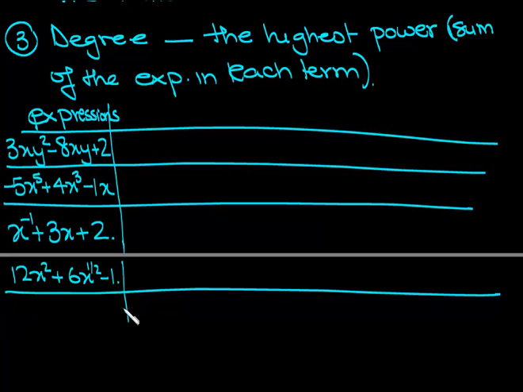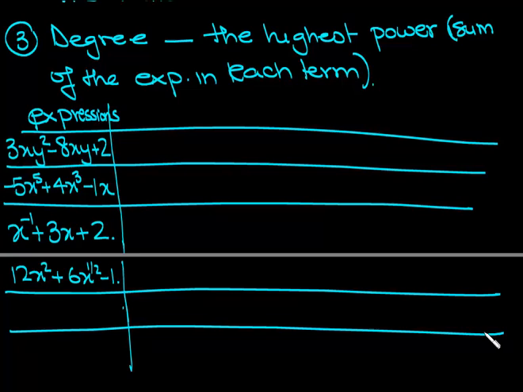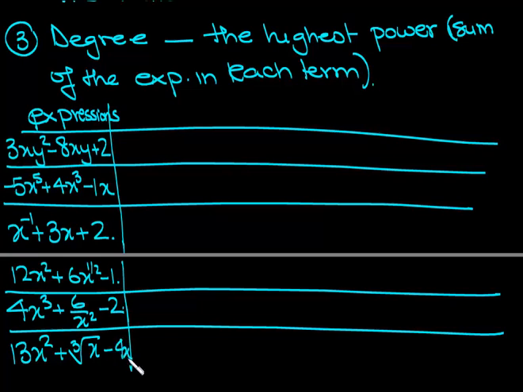We could have 2 more here. We could have 4x cubed plus 6 over x squared minus 2, and the last one is 13x squared plus the cube root of x minus 4x. So the first thing we want to do is decide which of these are polynomials.